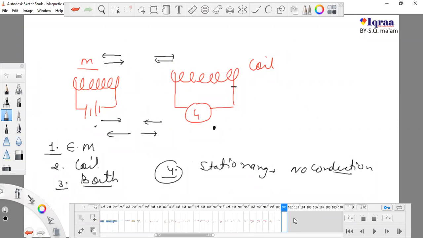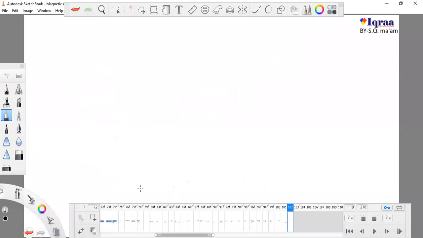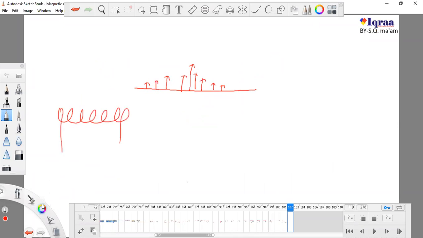So you have to move this. The current will be generated only when you do something higher to lower, or something lower to higher. What does it mean?